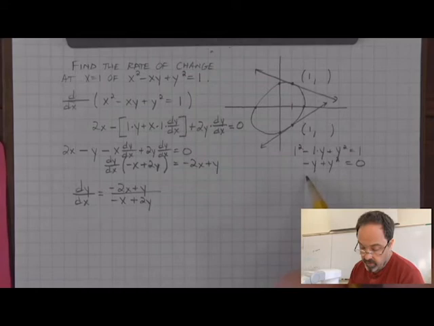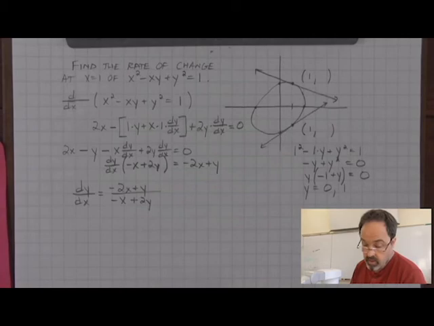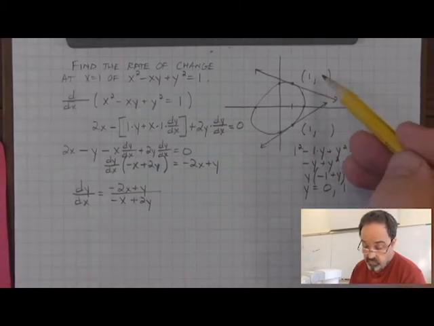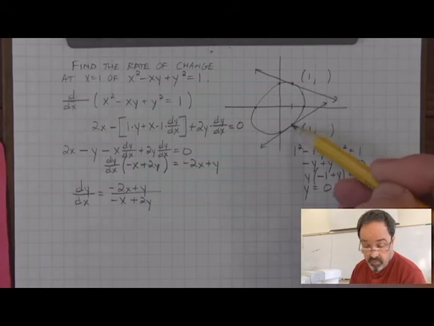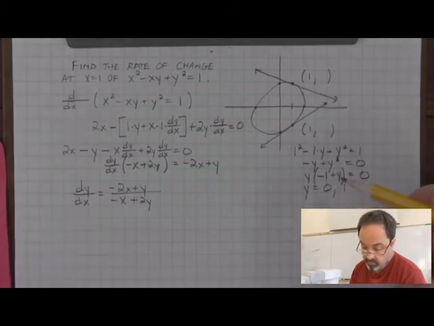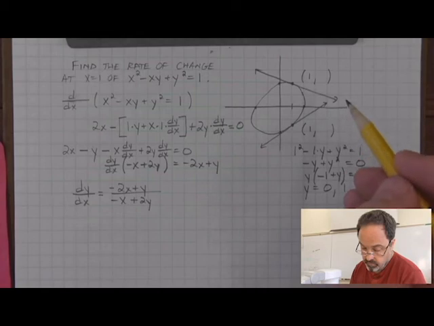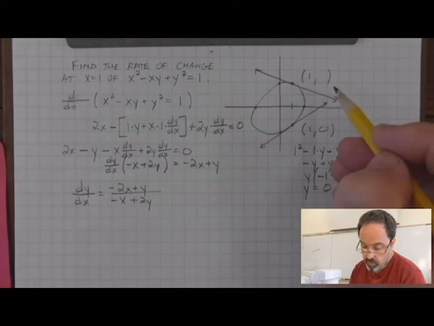Now I can factor a y out of this. I could use the quadratic formula because this is quadratic, but it's easy to factor. Out of y, I get negative 1 plus y remaining inside the parentheses is equal to 0. And I will get 0 when y is equal to 0 and 1. So to finish the coordinates of these 2 points where I have tangent lines, I've got a y value of 0 and a y value of 1.